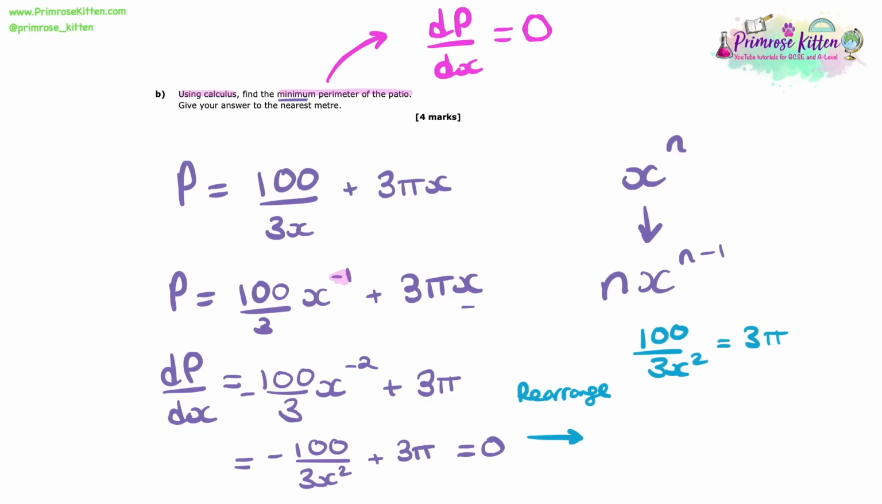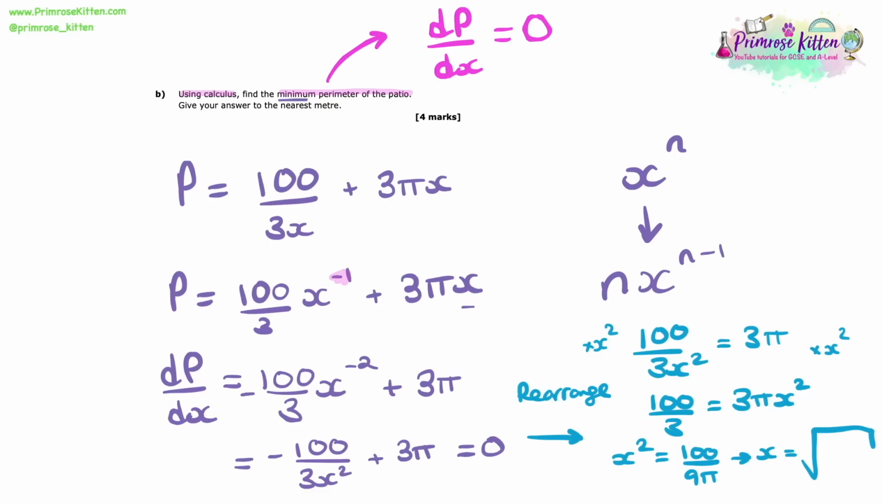Then if I multiply through by that x squared, I get left with 100 over 3 equals 3 pi x squared. Now let's get the x squared by dividing through by 3 pi. And we end up getting 100 over 9 pi. So therefore, x will be equal to the square root of 100 over 9 pi. See, when we square root things, it can technically be positive or negative, but because we're talking about lengths here, that is not important.